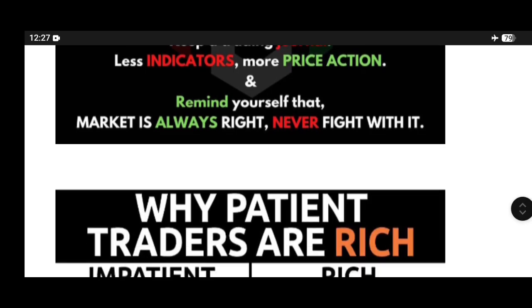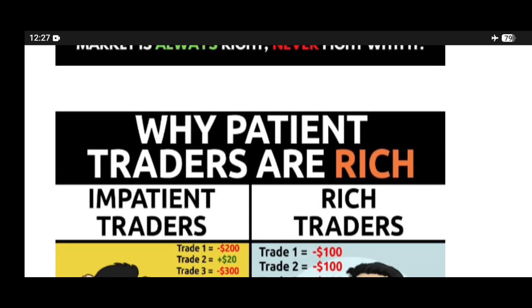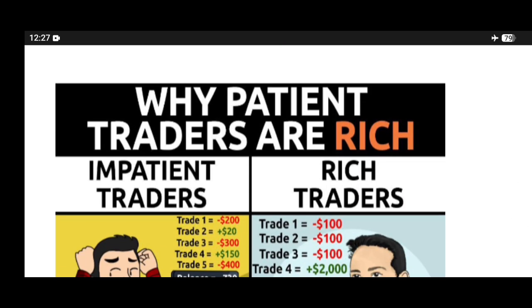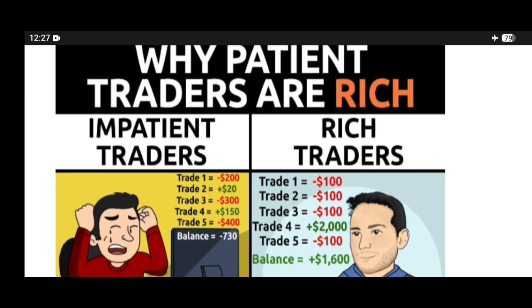So let's continue. In this diagram that I'm about to show you, you need to understand why patient traders are rich. It still boils down to what I have taught you before in this video, which is patience as a trader. Then in this diagram, we have two sets of people: the impatient traders and the rich traders. You will see where proper risk management and patience come in.